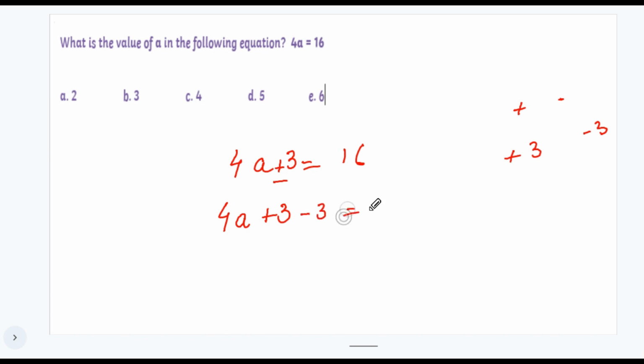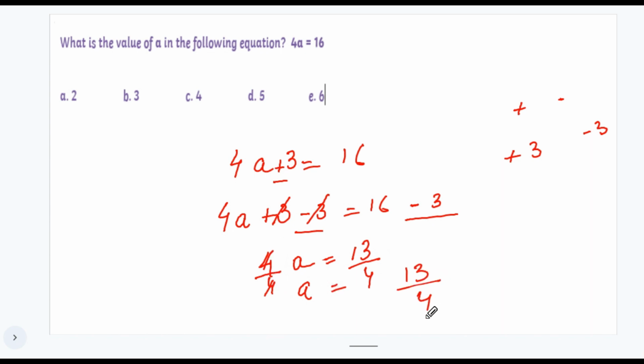What do you need to do? You need to do the same operation, that is minus 3 on both sides. This plus 3 will be cancelled out with minus 3, and now again we are left with 16 minus 3, that is 13. What is the value of a? You need to divide both sides by 4 and your answer is equal to 13 by 4.